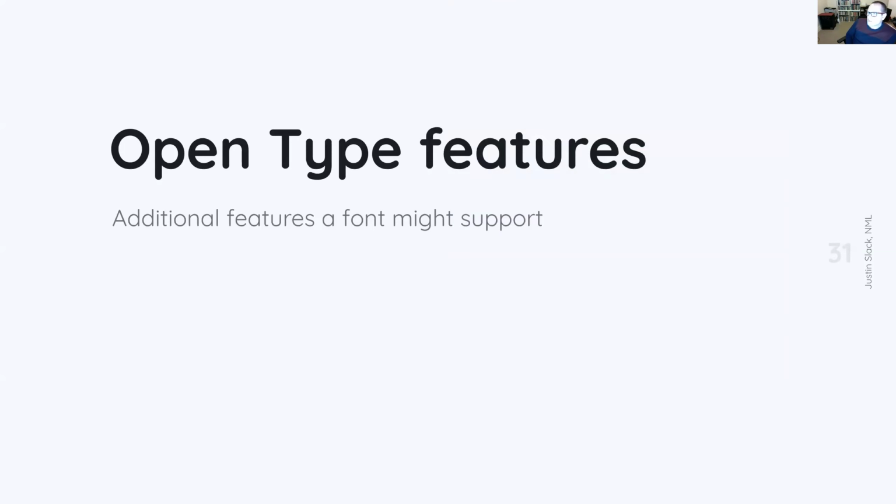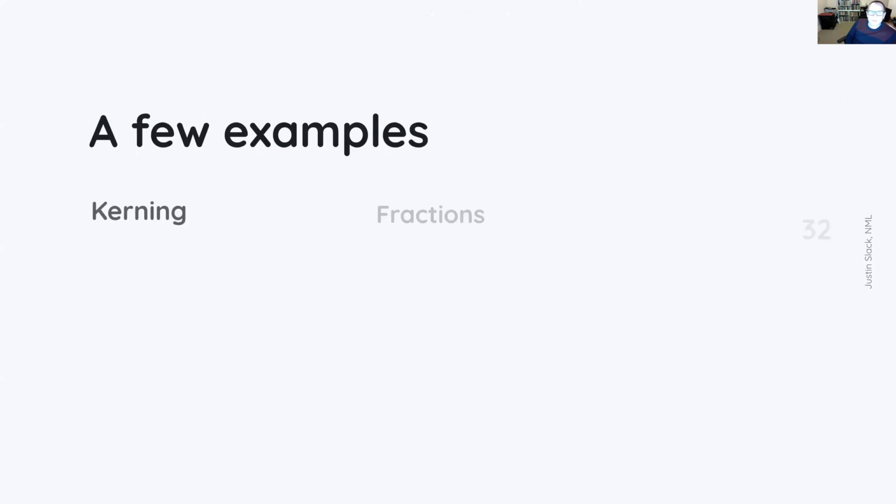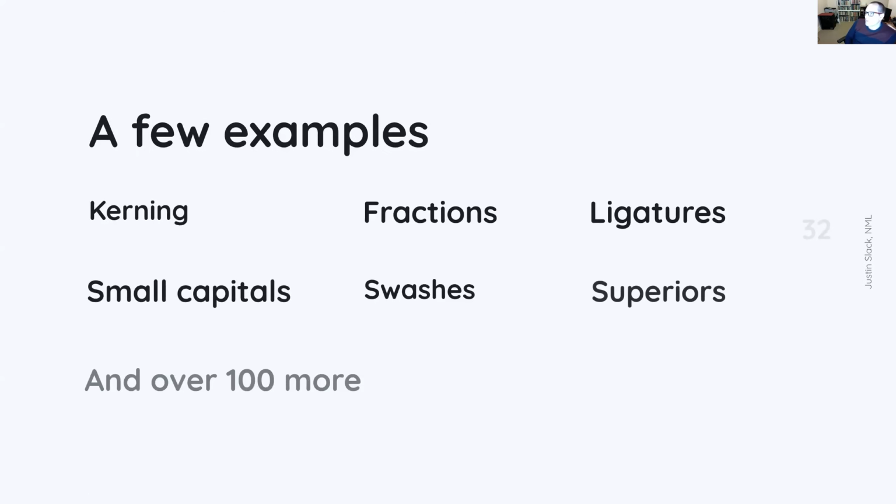so additional features that we might have font support for. They're not always appropriate to use, but some of them are critical for really great typography. And we have a whole bunch of these, which you may or may not have heard of, like kerning, creating fractions, ligatures, small capitals, swashes, superiors, and there are over 100 of them. So let's just look at two examples.